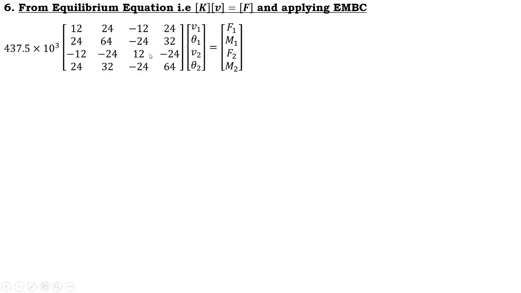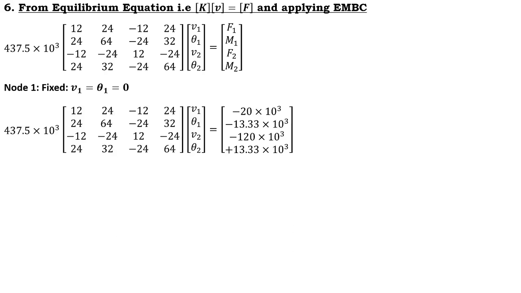So this is my K, and this is my displacement matrix V1, theta 1, V2, theta 2, which will be equal to the force matrix F1, M1, F2, M2. Now I need to use the elimination method of boundary condition, where my node number 1 is completely constrained because it's a fixed end, as in a cantilever beam. Therefore at that location my displacements are 0, so v1 and theta 1 are equal to 0. For that, I need to eliminate the first row and first column.